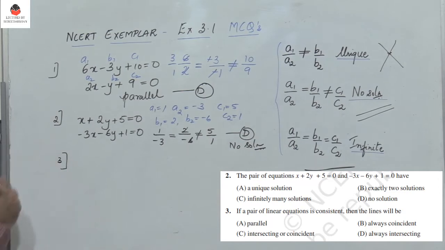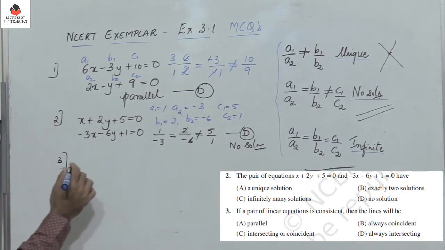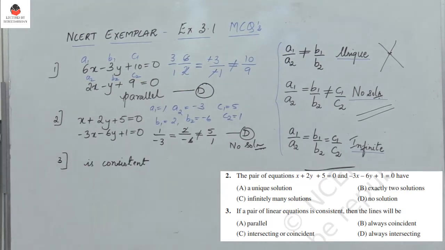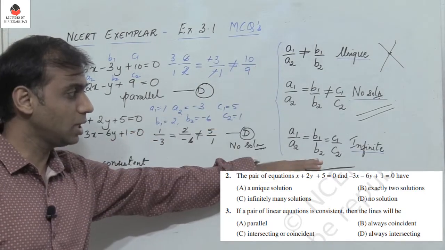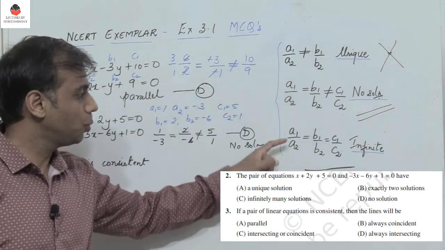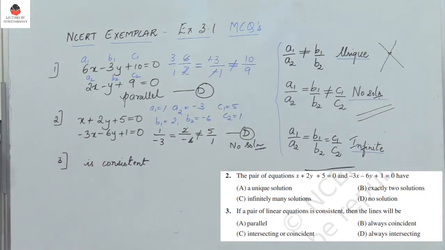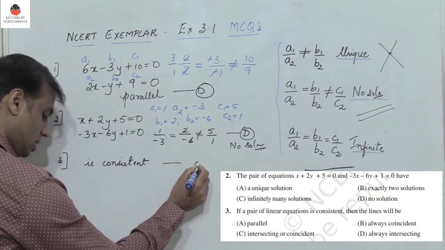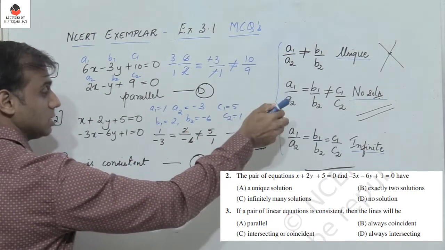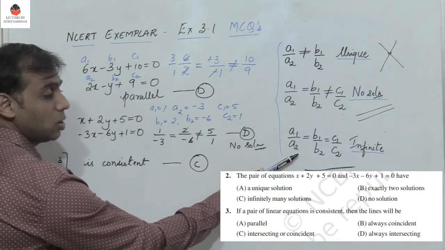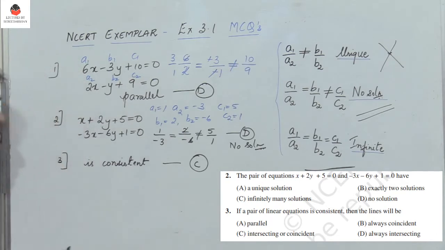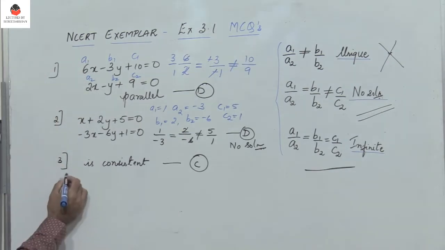Next, 3. If a pair of linear equations is consistent. Now observe that a pair of linear equations is consistent for both the cases, if you have a unique solution or if there are infinitely many solutions. So for both these two cases, we have a pair of linear equations which are consistent. So the right option is option C. That is, they can either be intersecting as mentioned in the first case, or they can be coinciding, having infinitely many solutions.